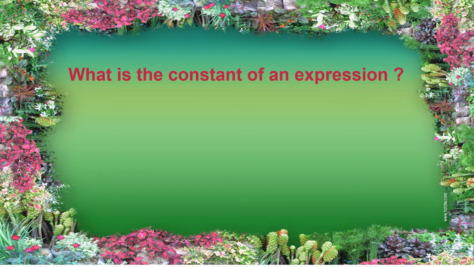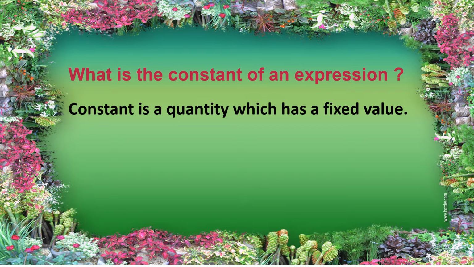Now let us learn what is the constant of an expression. So constant means it is a fixed value. So for example, in 2x plus 5, x is a variable and 2 is the coefficient that you can learn in the next year. X is a variable and 5 is the fixed value. This is the constant. So 5 is the constant.